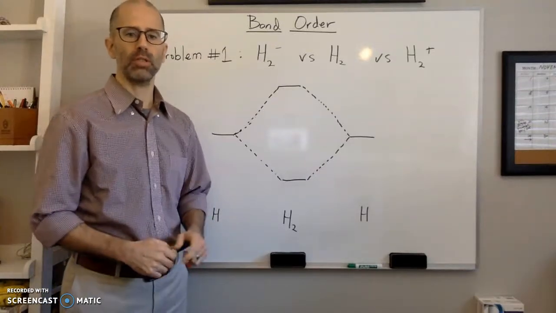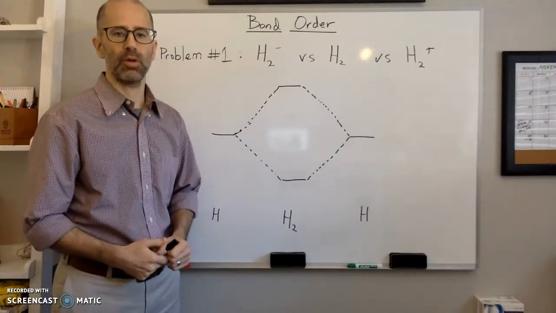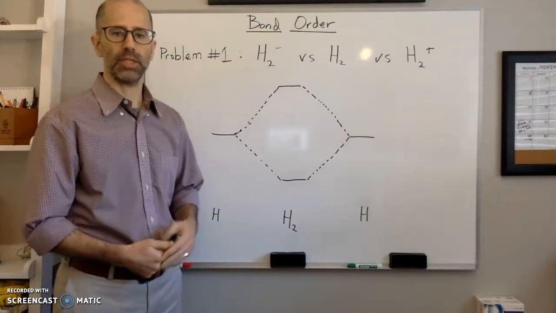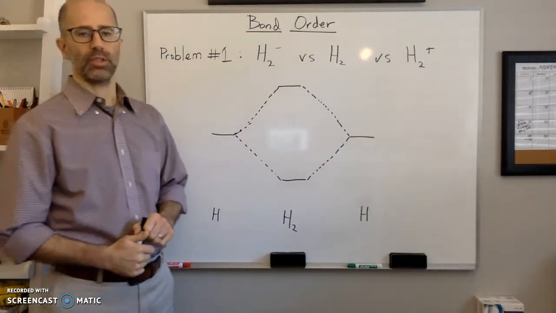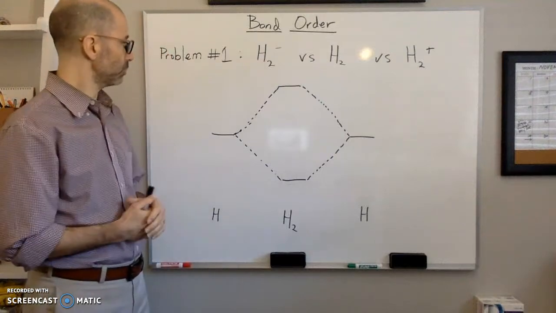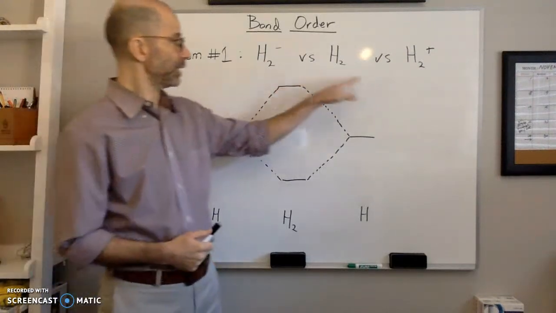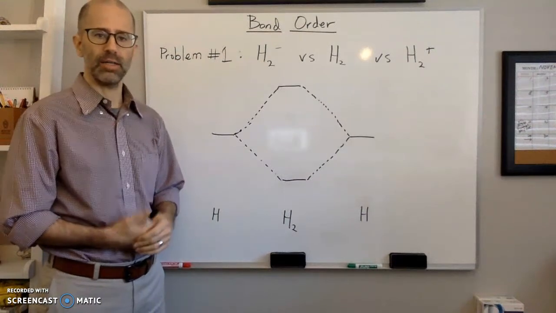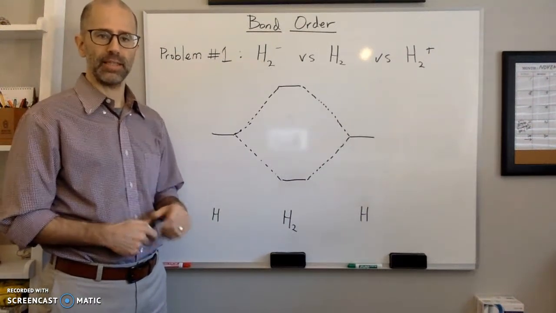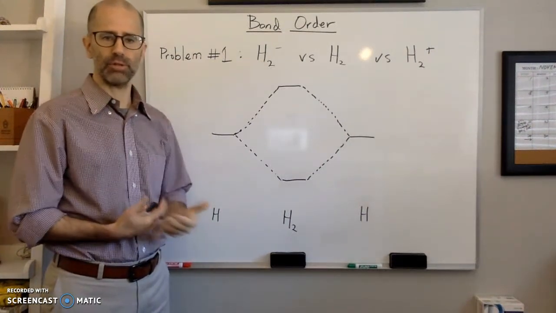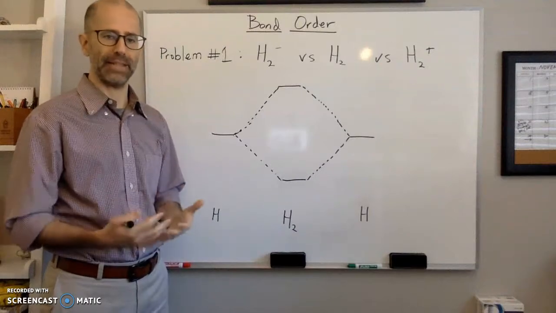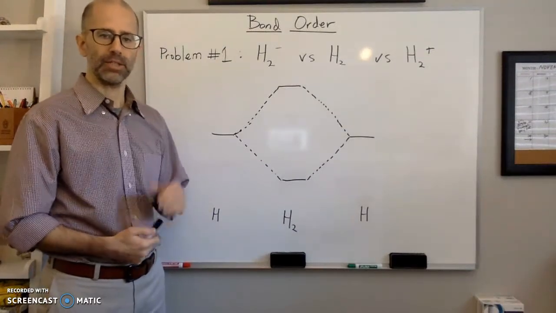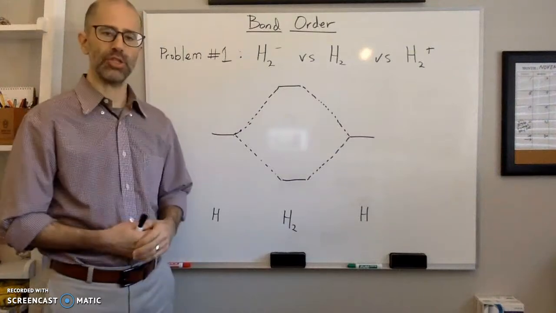My name is Mr. Cobalt, and in this video I'm going to be going over bond order and how to calculate bond order using molecular orbital theory. In this problem I'm going to go over three examples, and we're going to see how the difference in the number of valence electrons in your molecule can either add to or take away from the stability of the bonding.